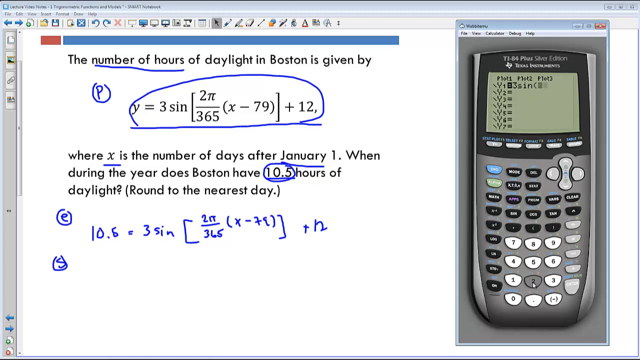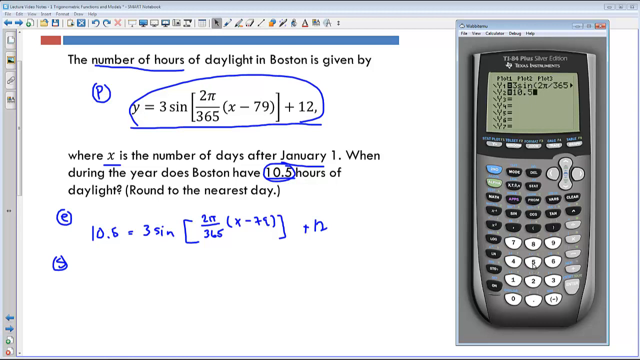So just 2 pi, so 2 second pi. And then divide by 365, left parenthesis, x minus 79, end parenthesis, and then one more parenthesis. That closes off the sine function, and then we'll add 12 on the end. And then for y2, we're going to put 10.5.